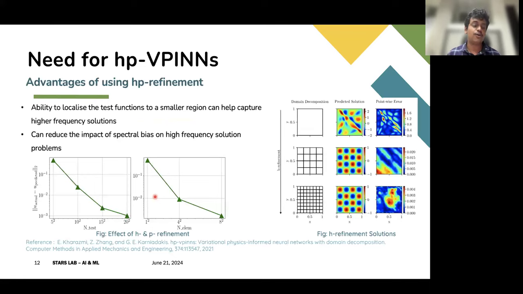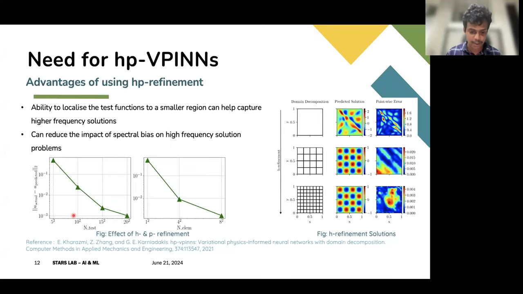Okay, so what are the advantages of using H and P refinement? Again, the ability to localize your test function to a smaller region will aid the network in capturing higher frequency solutions. This can alleviate the problem that generally occurs with PINNs when trying to solve higher frequency problems.